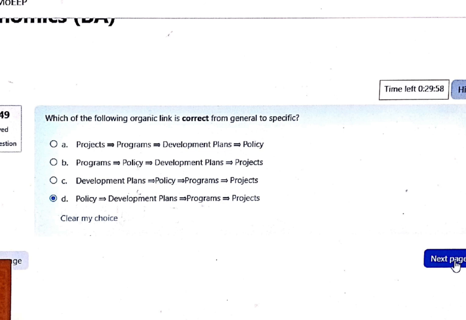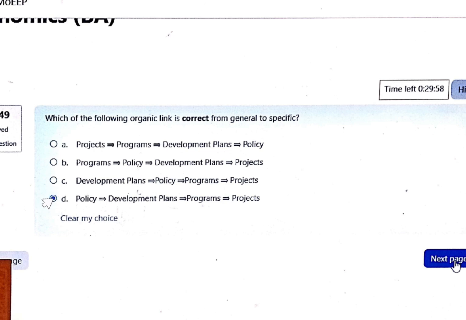Question 49. Which of the following organic links is correct from general to specific? A. Projects, programs, development plans, then policy. B. Programs, policy, development plans and project. C. Development plans, policy, program and project. D. Policy, development plan, program and project. The correct answer is D. Policy, development plans, programs, and project.